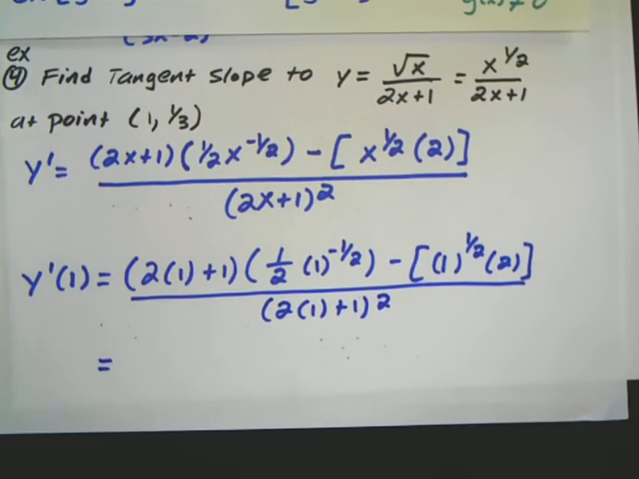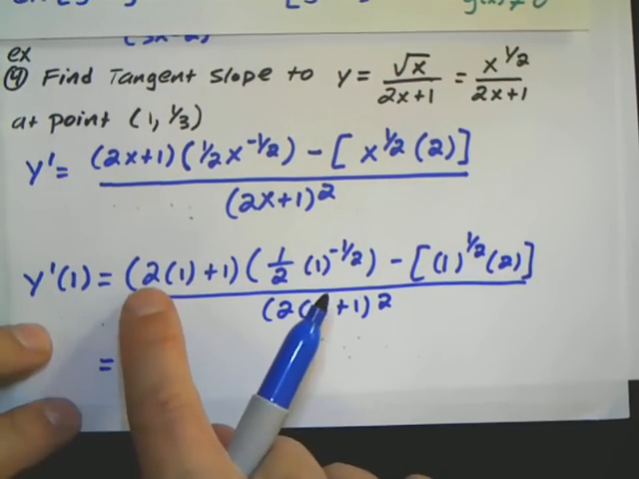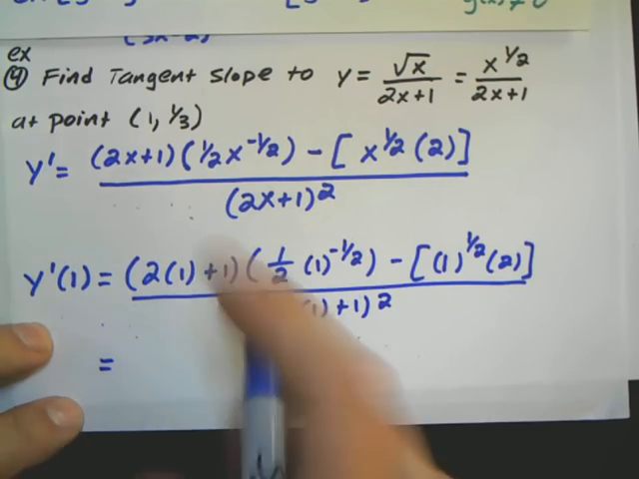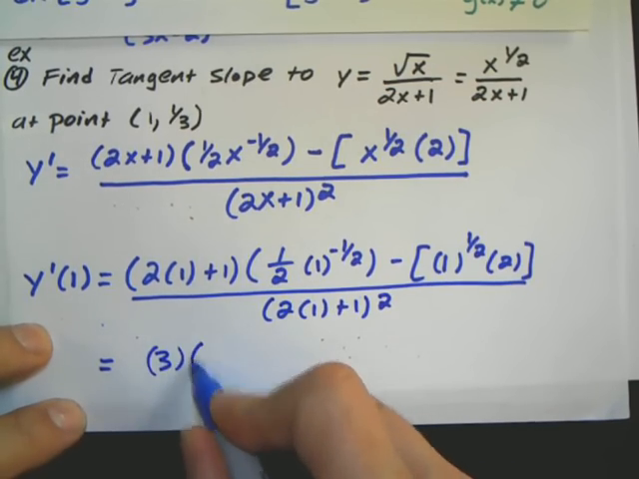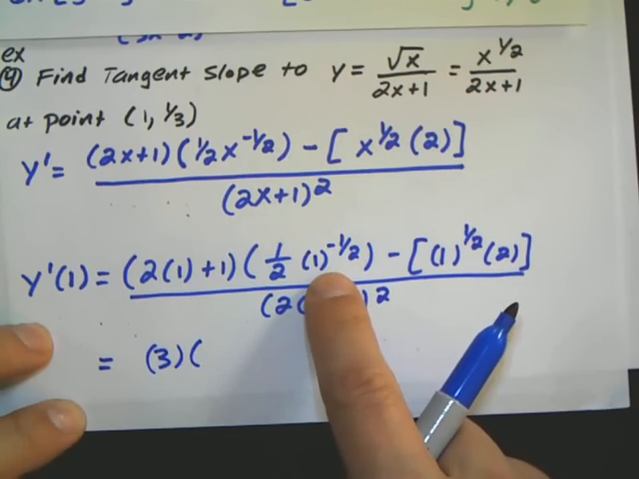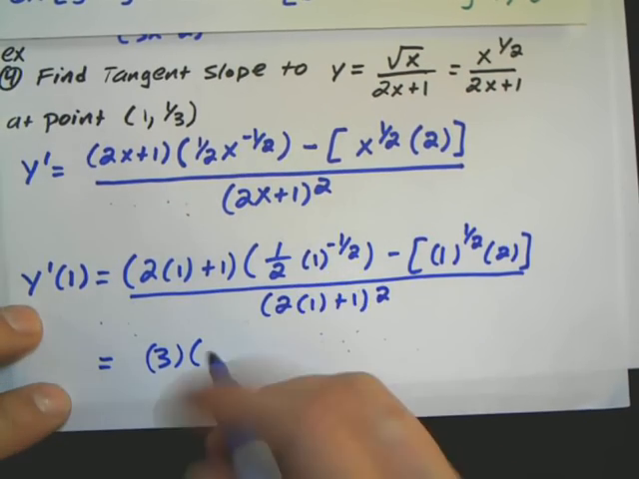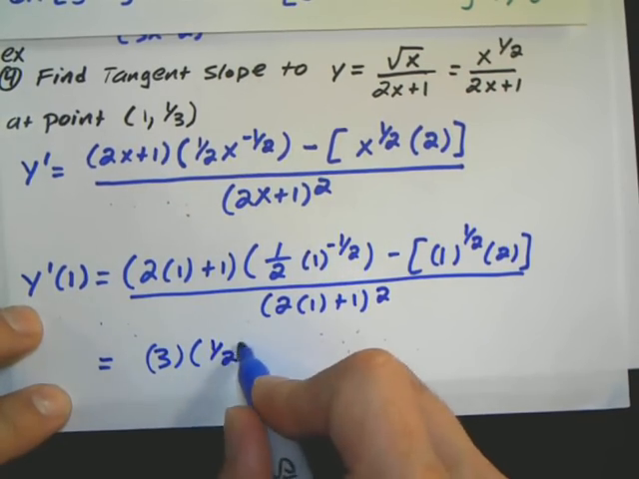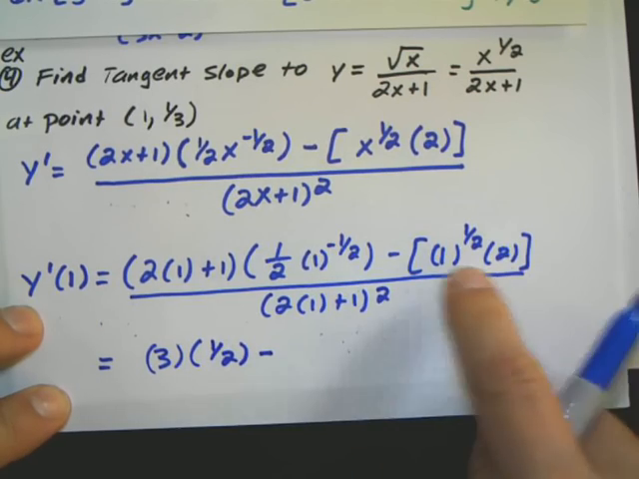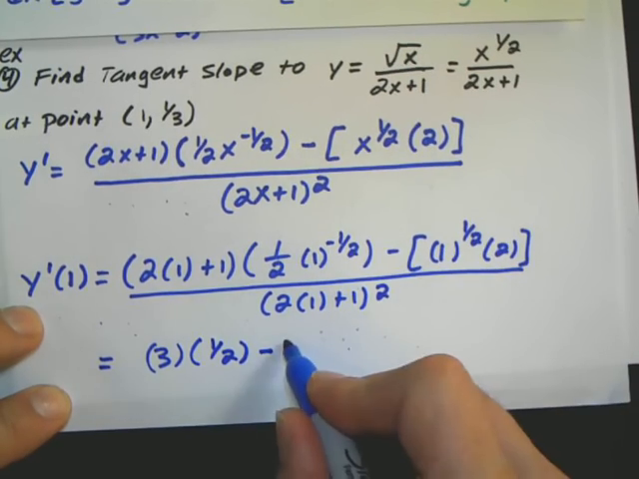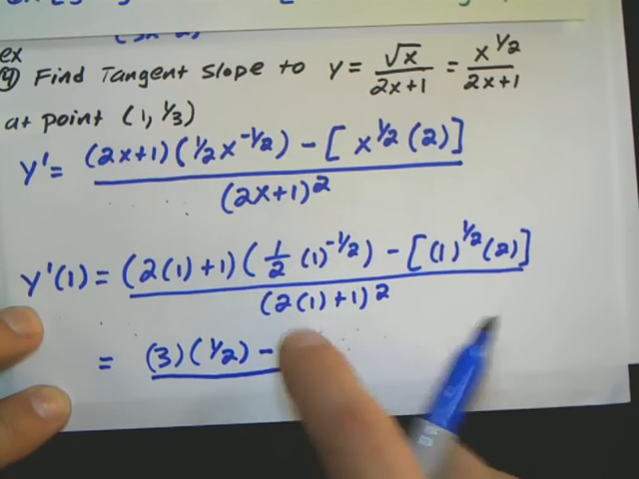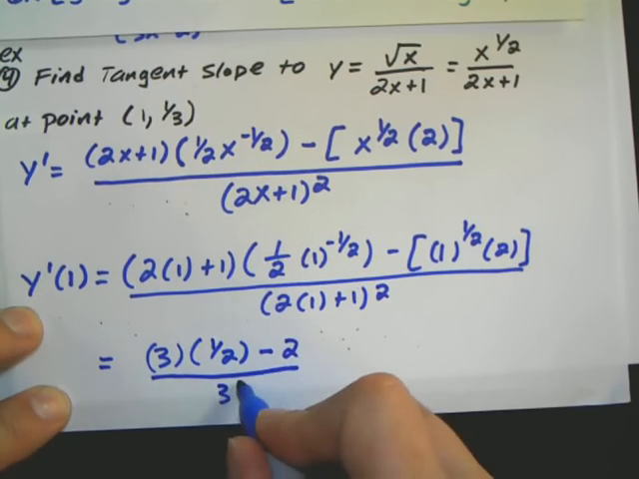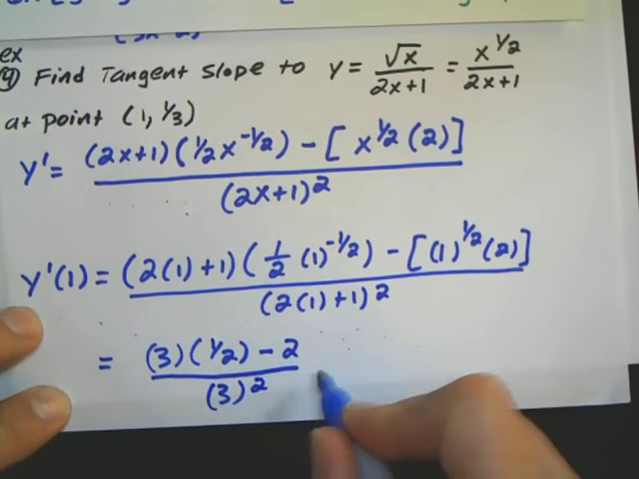Alright, so simplifying this and cleaning this up, I can say that this is going to be 2 times 1 plus 1, which is going to give me a 3. This is just the square root of 1, which remains 1, times 1/2, so it's going to be 1/2. Minus, this is going to be 1 times 2, which is 2. And it's all going to be over 3 squared.